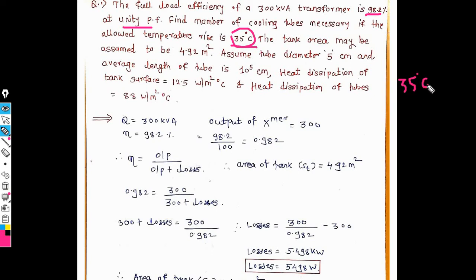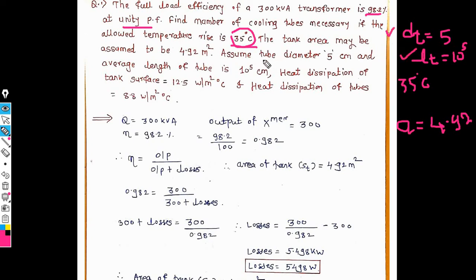Then the tank area is given by A equal to 4.92. That means this is the area of tank. Then diameter of tube, that is dt, is given as 5 centimeter. Then length of tube is given, LT equal to 10 raised to 5. That means two values are given, dt and LT.